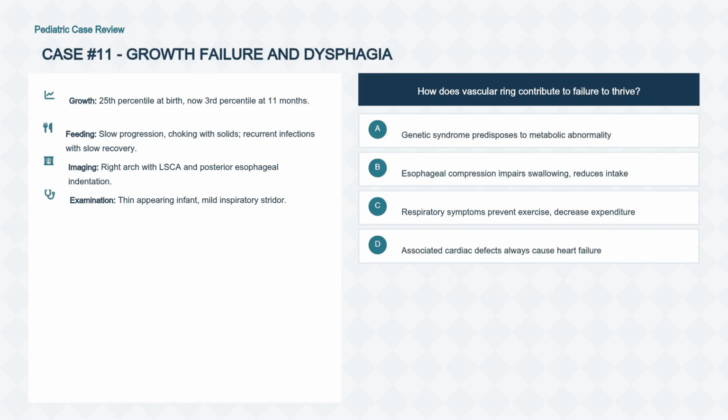Question 11. Growth failure and dysphagia. An 11-month-old infant has dropped to the 3rd percentile for weight. The infant chokes with solids and has recurrent infections. Imaging shows a right arch with posterior esophageal indentation.